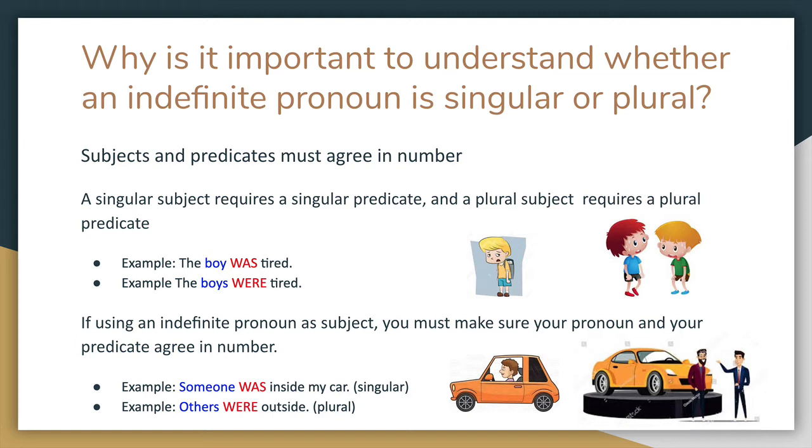Boys were. Now, if you're replacing the subject, which is a noun, with a subject that is a pronoun, and specifically an indefinite pronoun, then you still have to make sure that your pronoun and your predicate agree in number. So if you say someone was inside my car, you'll use the singular form of to be because the indefinite pronoun someone is always singular. The same is true for the word others, which is always plural. So since others is always plural, you will have to use a plural predicate to match that plural subject.